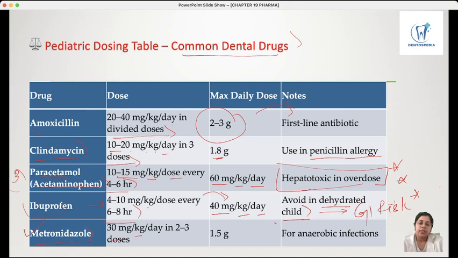Metronidazole, 30 mg per kg per day in 2 to 3 doses. Maximum you can give 1.5 gram, for anaerobic infections. Okay. So these are also very important to be remembered because they are commonly used drugs. So you should know the pediatric dosing.